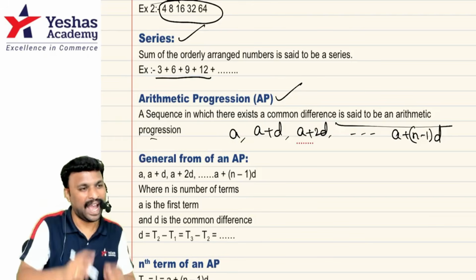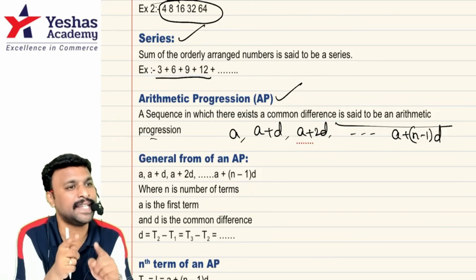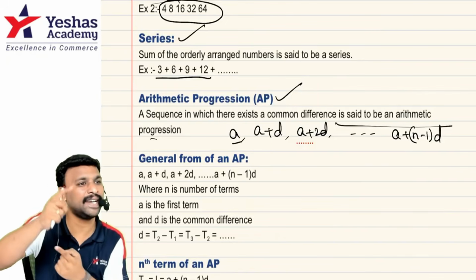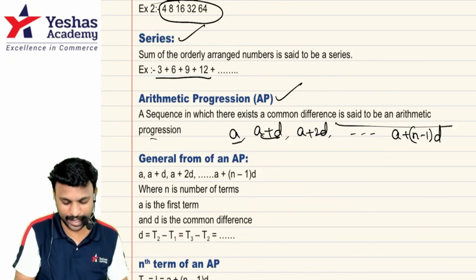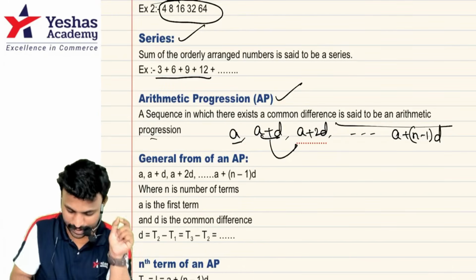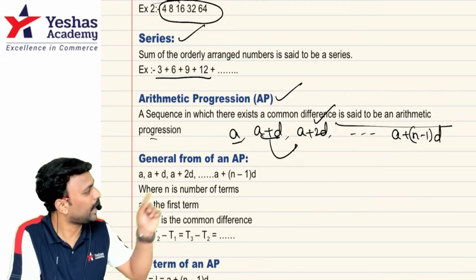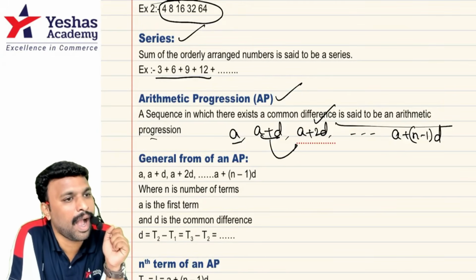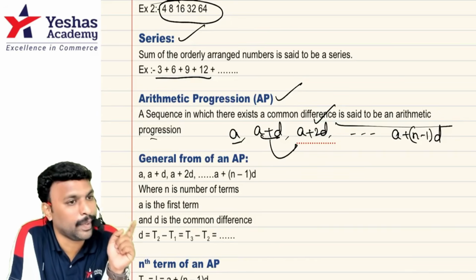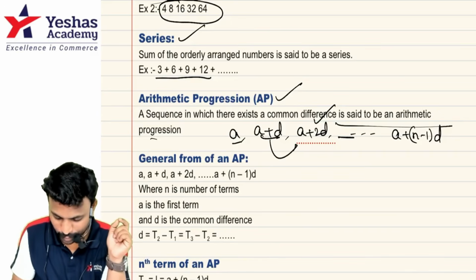Now, have a look here. Every next term is plus D of the previous term. First term here is A. I've added D to get A plus D. Again, to A plus D, I've added D, the common difference, to get A plus 2D. Can you tell me what is the third term here? A plus 2D. What will be the fourth term?